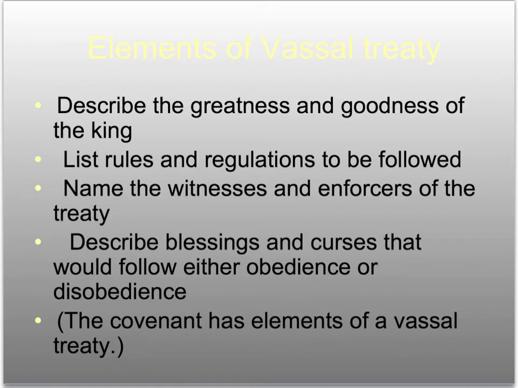and who will be the people that make sure this treaty gets carried out fairly. And then fourth, a vassal treaty describes the good things that will happen if the agreement is kept, and the bad things that will happen if the agreement is not kept. And this covenant agreement that we see in Exodus has these 4 elements of vassal treaty.